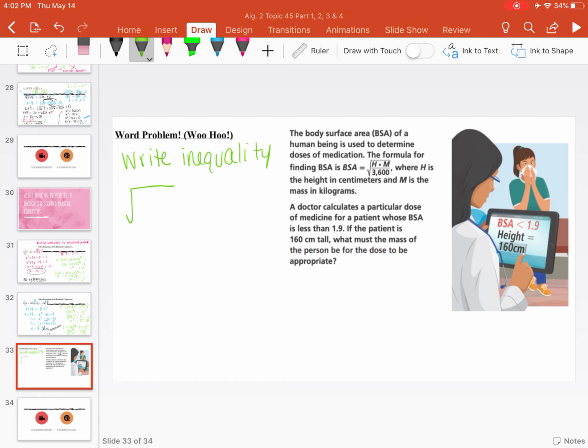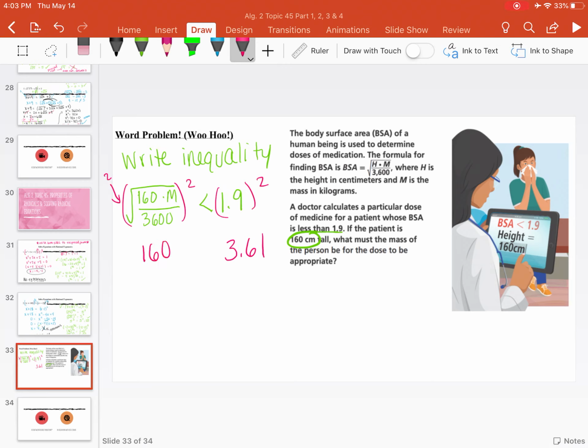Now, because we know that the height of the person is 160 centimeters, we're going to plug that in for h. So the square root of 160 times m divided by 3,600 is going to be less than 1.9. Now, in order to solve, what we're going to do first, the index here is 2, so we're going to square both sides. Now 1.9 squared is 3.61. So 160m over 3,600 is going to be less than 3.61.